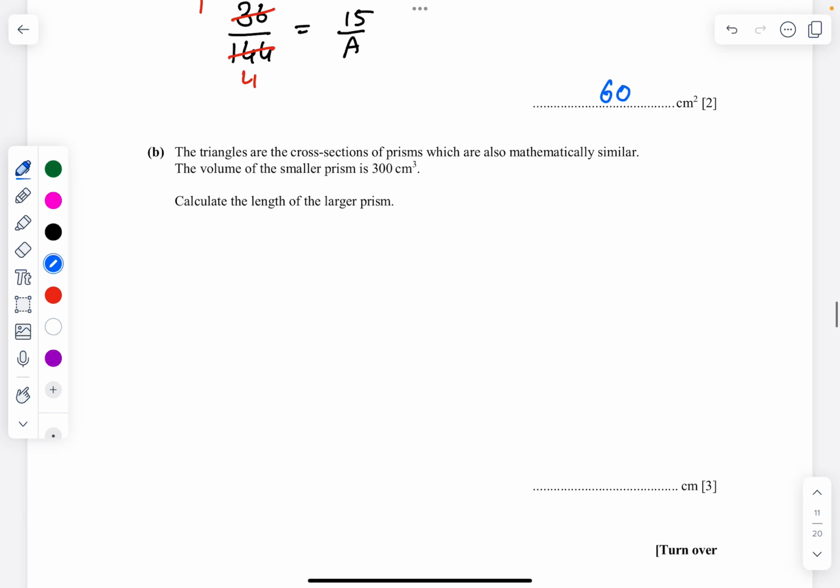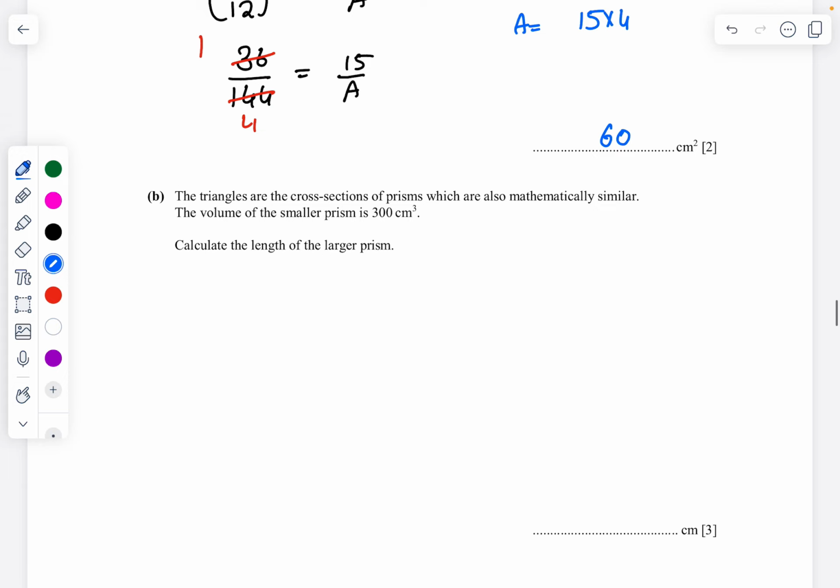What's going to be that answer? 60. The triangles are the cross section of prisms which are also mathematically similar. The volume of the smaller prism is 300 centimeter cube. What is the length of the larger prism?